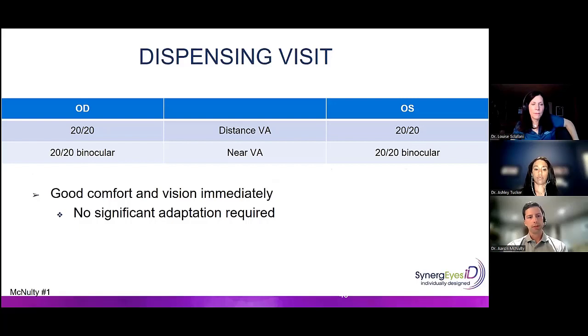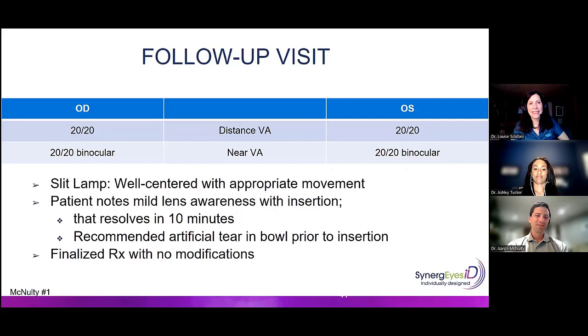The patient's vision was excellent, distance and near. Immediately when I walked into the room, she was just sitting there grinning. How do they feel? Great. How do you see? Great. You could tell that her thought was, why was this so hard for 3 or 4 other offices? That's a very gratifying discussion to have. She really didn't require any adaptation at that initial visit. Again, the lenses looked good under the slit lamp.